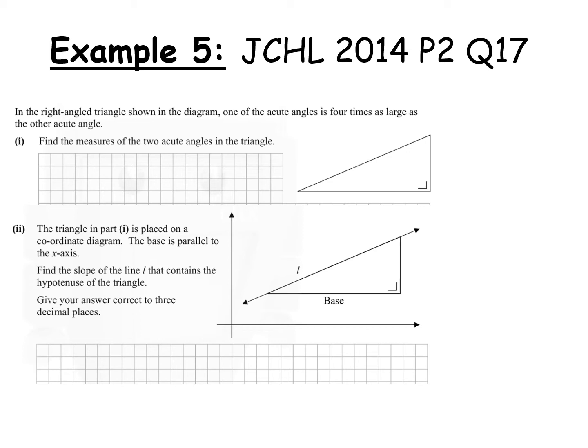In the right angle triangle shown in the diagram, one of the acute angles is 4 times as large as the other acute angle. Find the measures of the two acute angles in the triangle. So we're going to talk about something that we would have covered in geometry, and specifically one of our theorems. One of our little theorems told us that it was possible to figure out which angle was the biggest, which angle was the smallest, and therefore which angle was kind of the middle angle of a triangle.